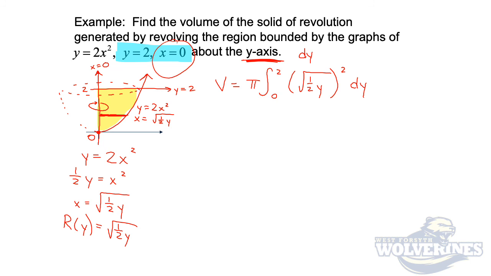So you can put pi out in front, because again, it's just a coefficient, so it can just chill out there and wait its turn. And then we've got the integral from 0 to 2, right, bottom to top. And then we take our radius and square it. It is so easy to forget that square. Just a little 2 up there, but it matters. So we've got our radius function, root 1/2 y, and then squared, and then dy. And again, sometimes setting it up is all they ask you to do, so that's nice.